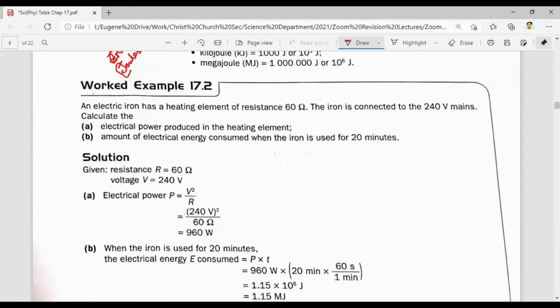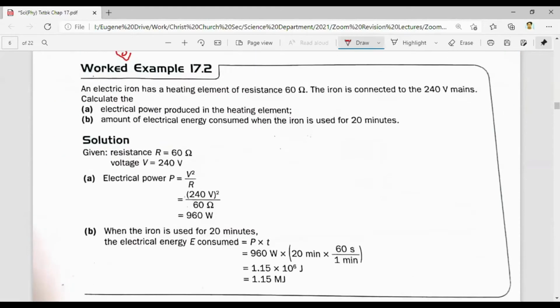Now I want us to look at one example here. It says an electrical iron has a heating element of 60 ohm resistance. So this is the resistance over here. It's connected to a 200 volt supply. Find the electrical power produced in the heating element. So you can see here, I got resistance, I got volts. They want me to find power. That's why I use P equals V square over R, because I got no current here. I got resistance, I got voltage. Calculated, you get 960 watts.